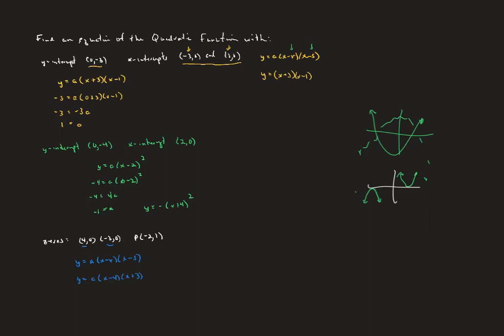This time we don't have the y-intercept, but we do have a point, so that's a value of x and y that will make this a true statement. So we'll plug in the 1 where the y is. We'll try to figure out what the a is, and we're going to plug in negative 2 where the x is. So negative 2 minus 4 is a negative 6, and negative 2 plus 3 is 1. So we have 1 equals negative 6a, so a will be negative 1/6.